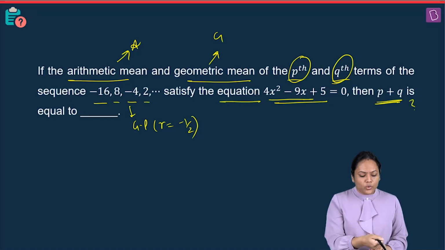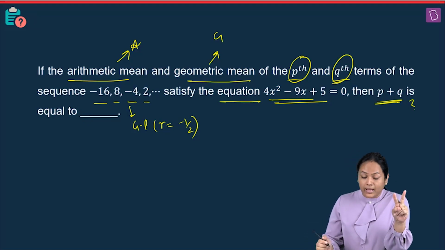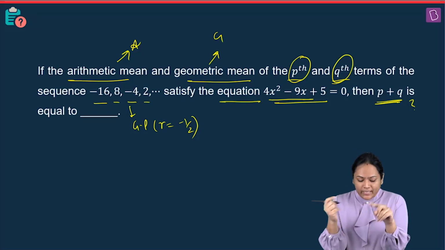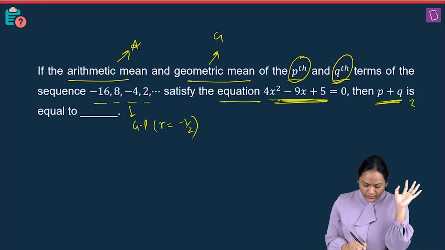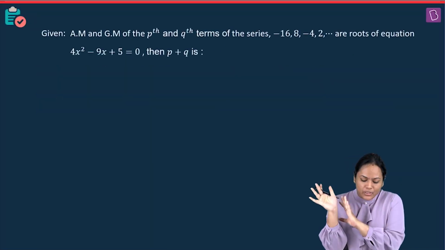So first of all, to get P plus Q, I have to solve for two things. First, I have to find the arithmetic mean and geometric mean and equate that to the roots of this equation. Clear? Perfect. So first of all, let's quickly find the arithmetic mean and geometric mean.